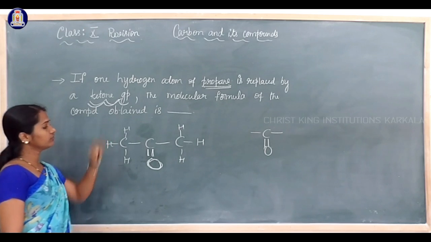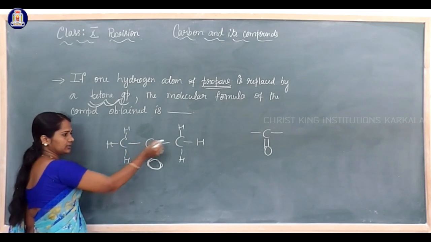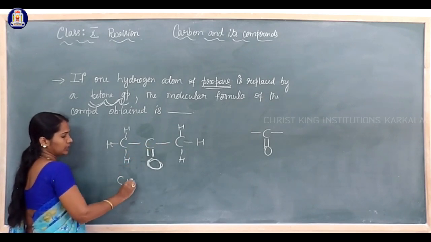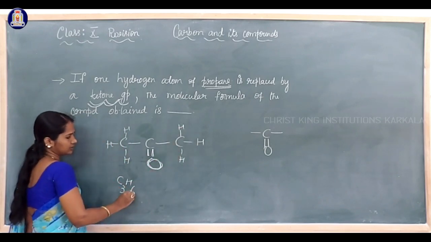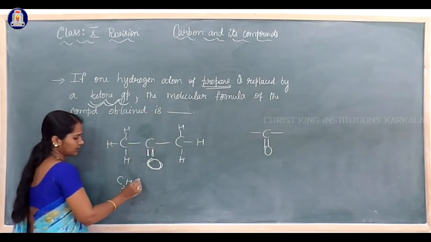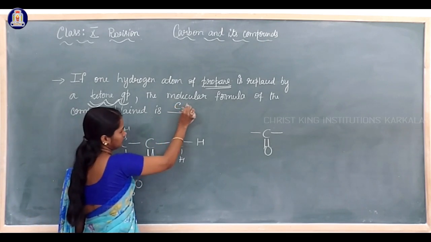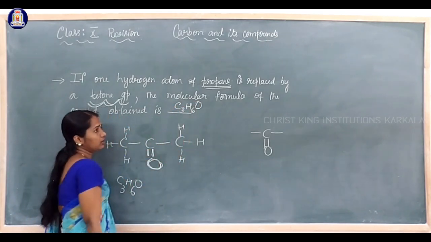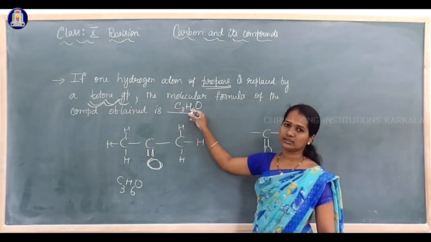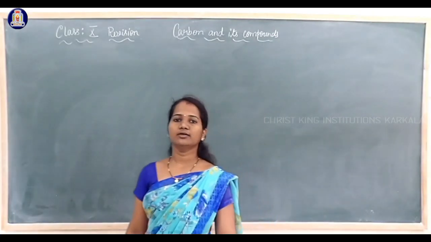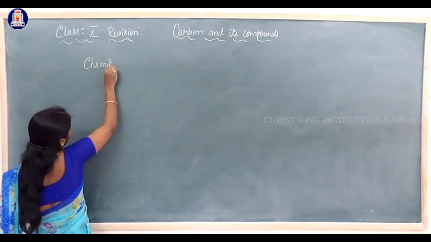Now what is the molecular formula of this compound? How many carbons are present? There are 3 carbon atoms. How many hydrogens are present? 1, 2, 3, 4, 5, 6. 3 carbon atoms, 6 hydrogen atoms and 1 oxygen. So the molecular formula is C3H6O. The molecular formula of the compound obtained is C3H6O. Next we will move to the chemical properties of carbon compounds or chemical properties of hydrocarbons.